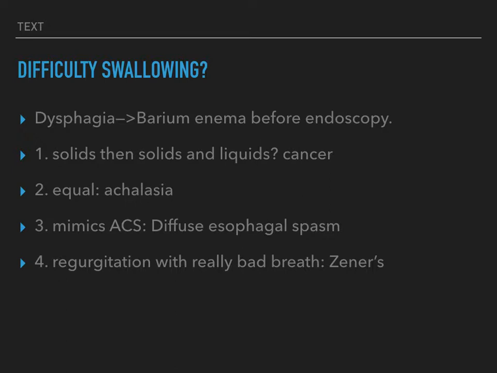If you've got dysphagia to solids and then solids and liquids, so it progressed, that means cancer. If it's always been equal, you've got achalasia. If it mimics the acute coronary syndromes with the chest pain, and the nature of the chest pain is very similar to acute coronary syndromes, that means you've got a diffuse esophageal spasm, likely. If you've got regurgitation of food with a really bad breath, that means you probably have a Zenker's diverticulum.